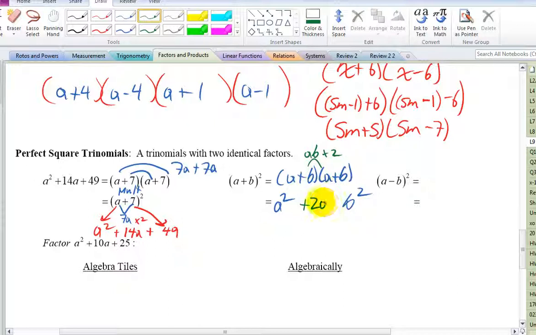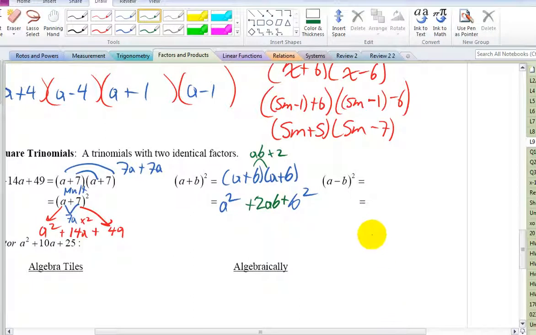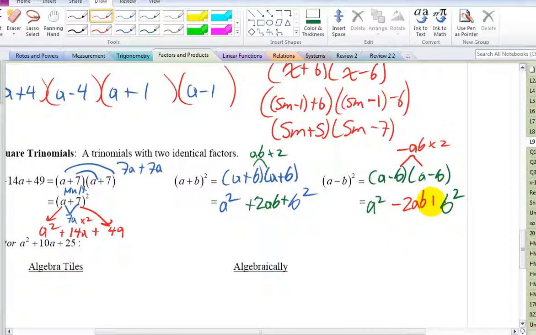Not squared, just 2 of them, 2ab. Now we have a negative sign. So you're welcome to do it the long way, but the shortcut says square the front, square the back. Now what happens if you multiply a times negative b? Negative ab. And then times that by 2? Negative 2ab. Also notice it's always a positive sign. No matter what, in front of that last term should be a positive sign. Okay.